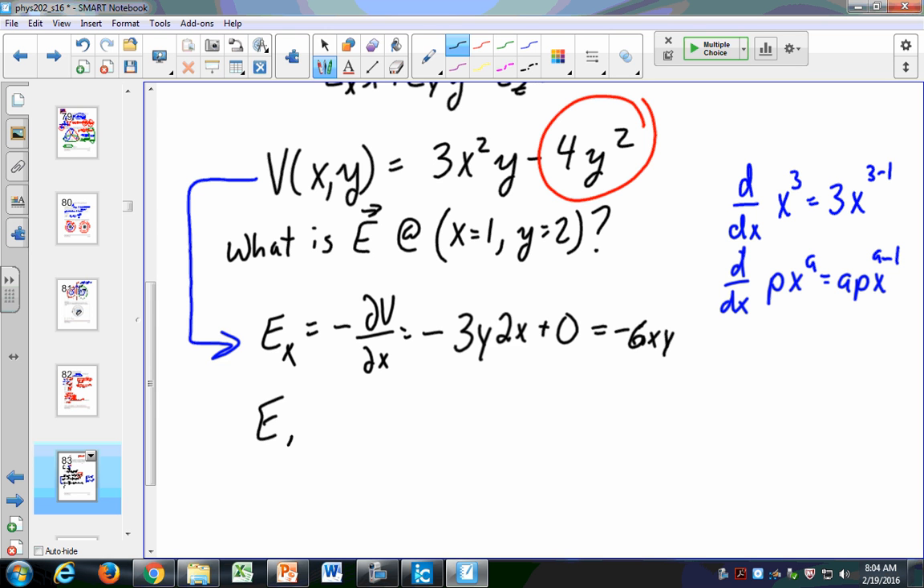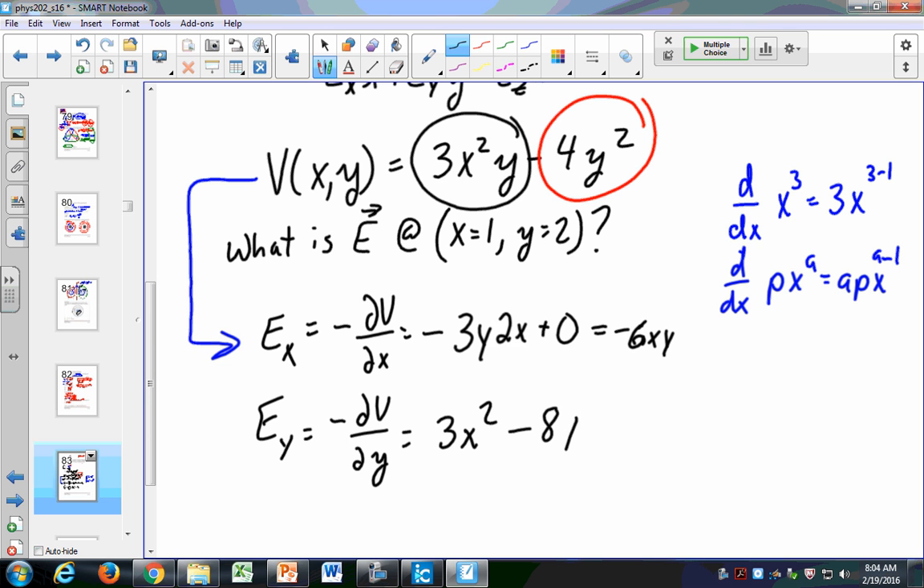And then if I want to find Ey, it's going to be negative del v del y, which is just going to be 3x squared, that's for this term, minus 8y.